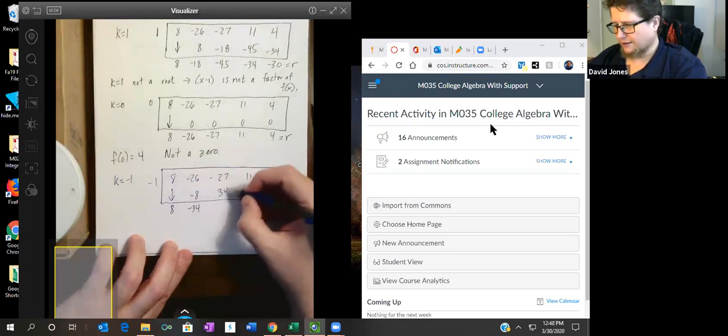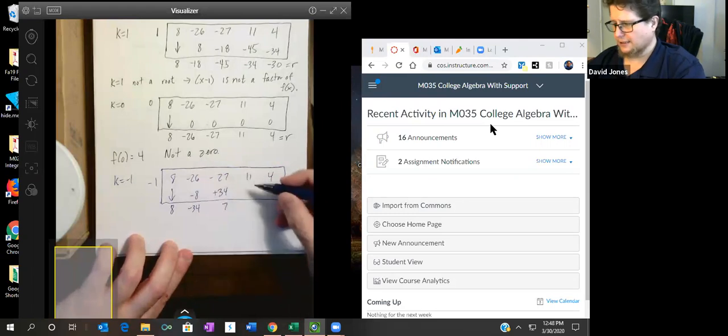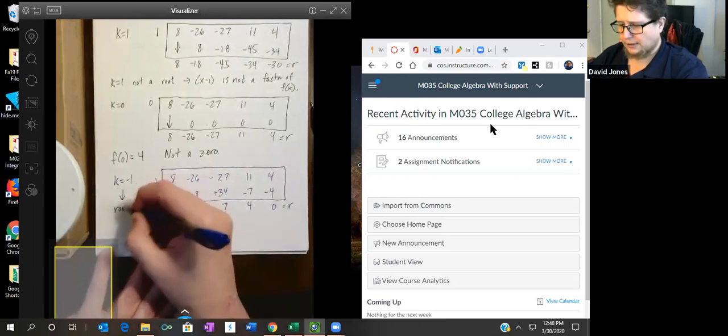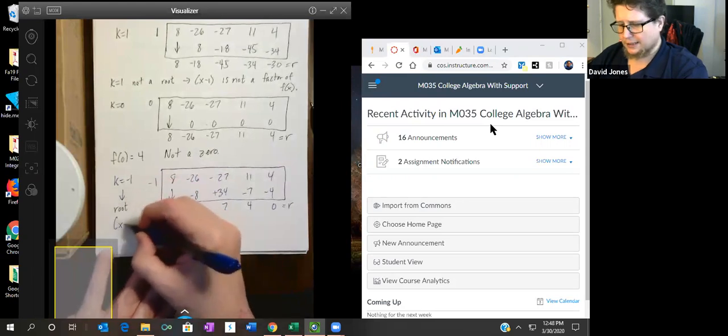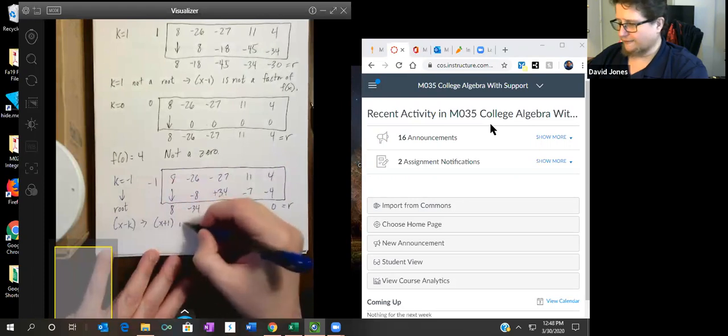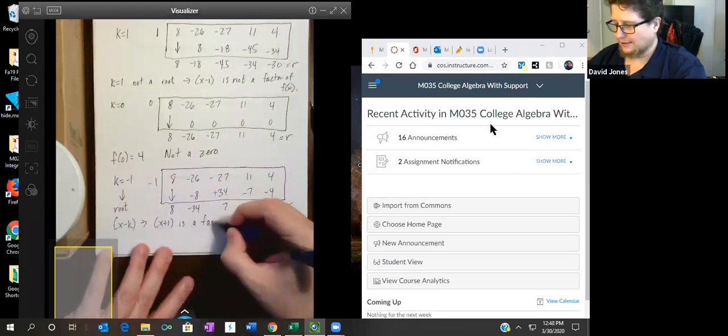Makes that positive 34. That adds up to 7. Negative 7 is 4. Negative 4 is 0. k equals 1 is a root, which means x minus k, which is x plus 1, is a factor of f of x.